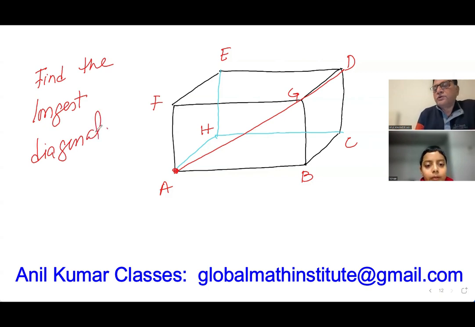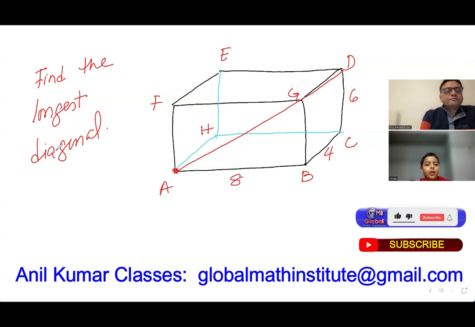So let me also give you the dimensions. Let's say that the dimensions here are this side is equal to 8, this side is equal to 4, and this length is equal to, let us say, 6. Okay. Find the longest diagonal. How will you find? The longest diagonal, so the diagonal from D to A to D.